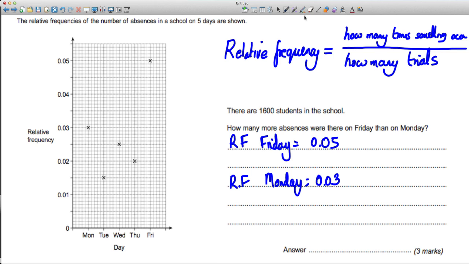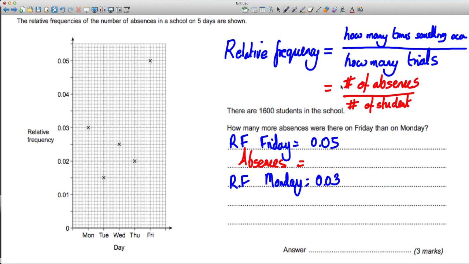Now, rearranging this formula, if we wanted to work out how many times, the relative frequency is the number of absences, that's how many times the thing occurred, divided by the number of students, because they are the number of people you're measuring it out of. So if we want to work out the number of absences, it must be the relative frequency multiplied by the total number of students. So it'd be 0.05 multiplied by 1,600, and in this case 0.03 multiplied by 1,600.